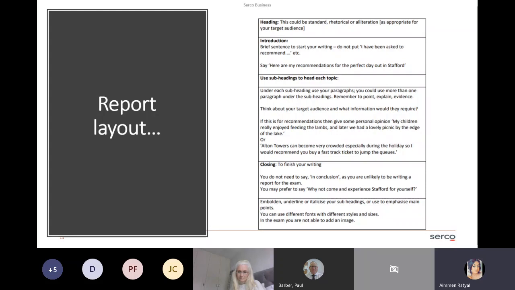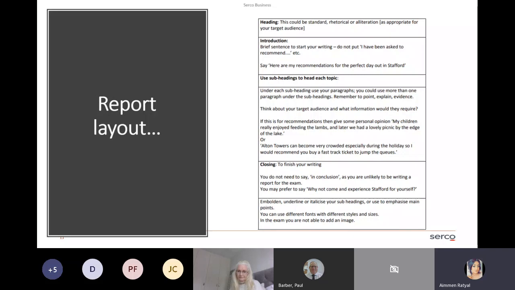So under each subheading, use your paragraphs. You could use more than one paragraph under the subheadings. Remember to make a point, explain, and then evidence it. You don't have to evidence it, but whatever your point is, try and explain it. And if you can link it to something, brilliant. Think about your target audience and what information they'd require. So if this is for recommendations, then give some personal opinion. However, try and stick to third person rather than first.